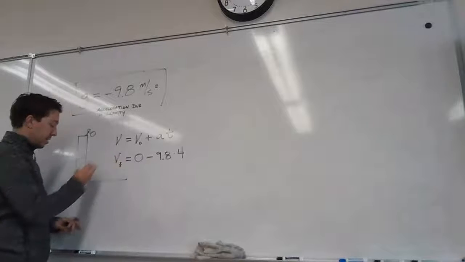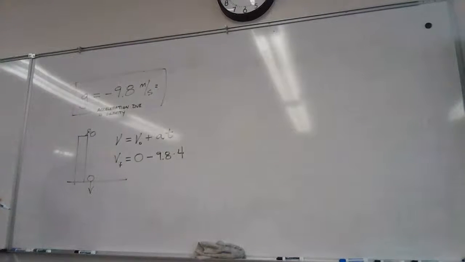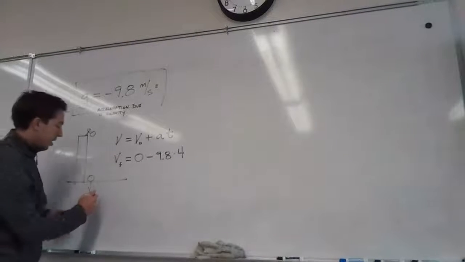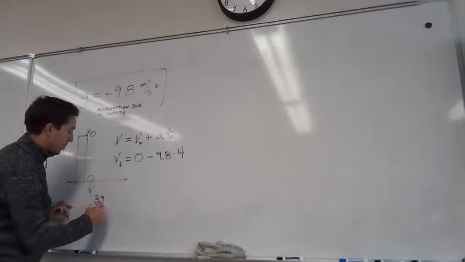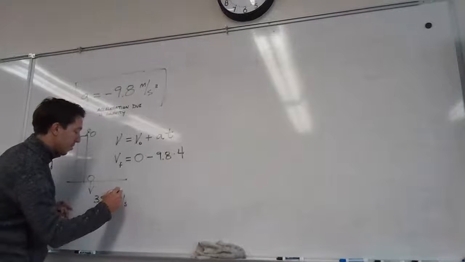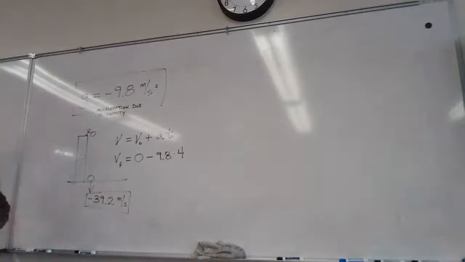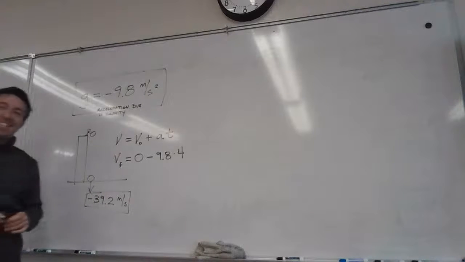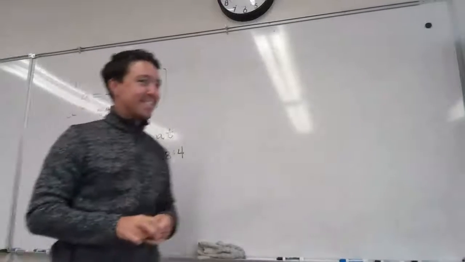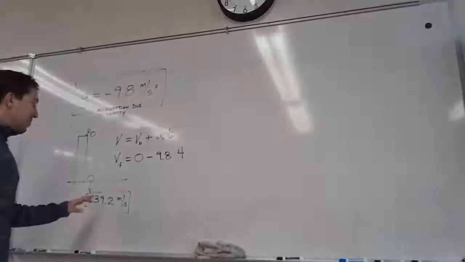So my final velocity down here, right before it hits the ground, would be 39.2, I think. Someone can check that for me with a calculator. I think that's right. Now it's almost 40, because 9.8 is almost 10. Okay, anyway. That's the velocity.